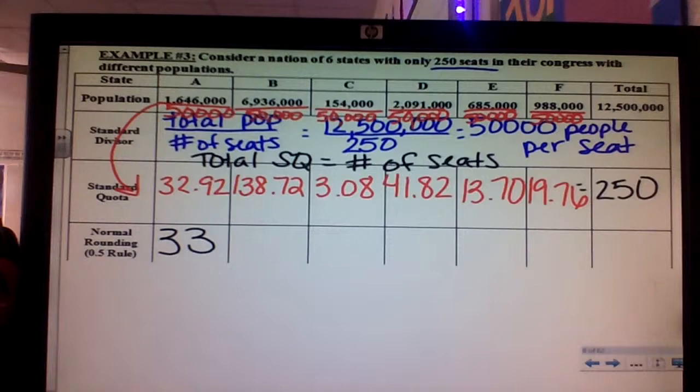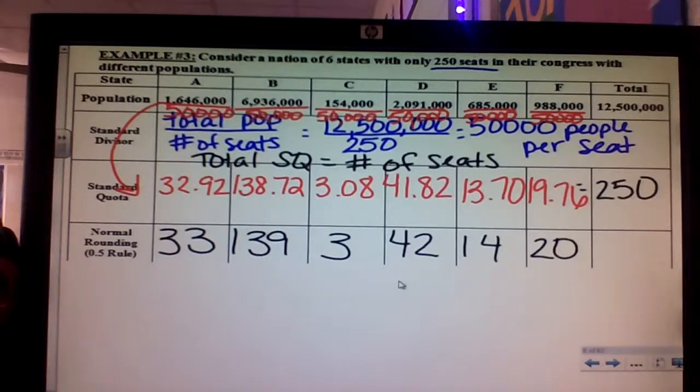138.72 rounds to 139, 3.08 rounds to 3, 41.82 to 42, 13.7 to 14, and 19.67 to 20. So that's normal rounding. You should be very much used to that.